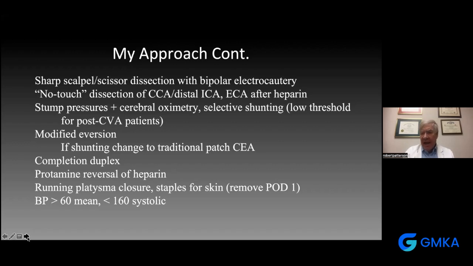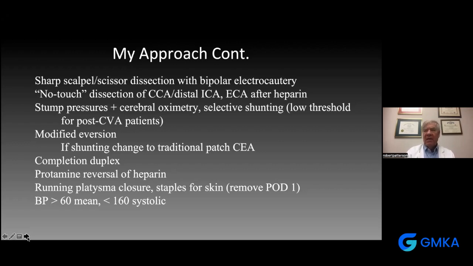If somebody's had a recent stroke, I tend to have a very low threshold for shunting those patients, and I almost always shunt them. Although I do tend to look at stump pressures and cerebral oximetry just to know where they stand if we have shunt problems and issues. I do a modified eversion technique, which is a little different than a standard eversion in that you don't transect the carotid.